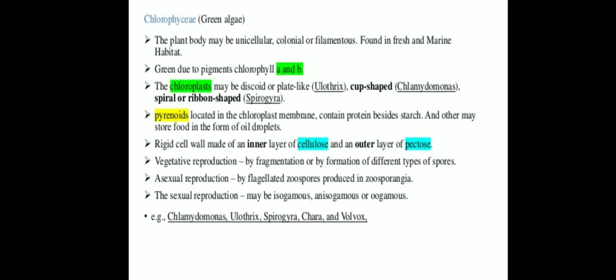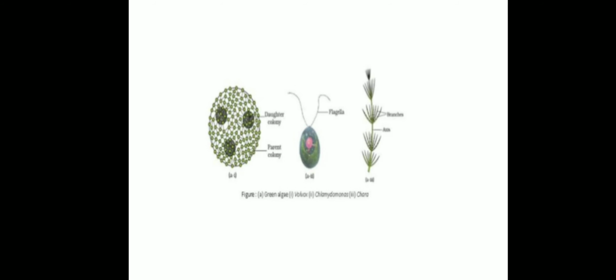Green algae have a rigid cell wall made up of an inner layer of cellulose and an outer layer of pectose. The mode of reproduction in green algae is by vegetative reproduction, and also by asexual reproduction. Asexual reproduction is by flagellated zoospores that are produced by zoosporangia. It also performs sexual reproduction, which may be isogamous, anisogamous or oogamous. Examples are Chlamydomonas, Ulothrix, Spirogyra, Chara and Volvox. All of these are examples of green algae. These are the pictures of green algae.